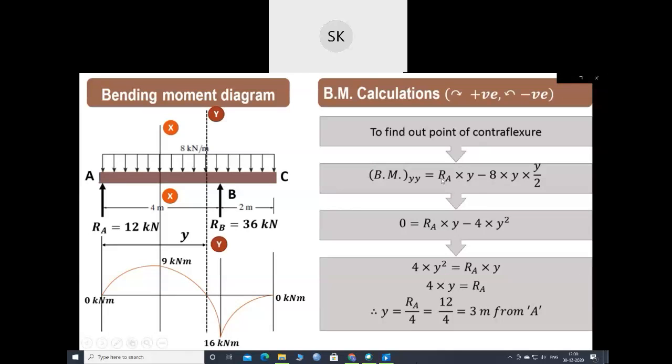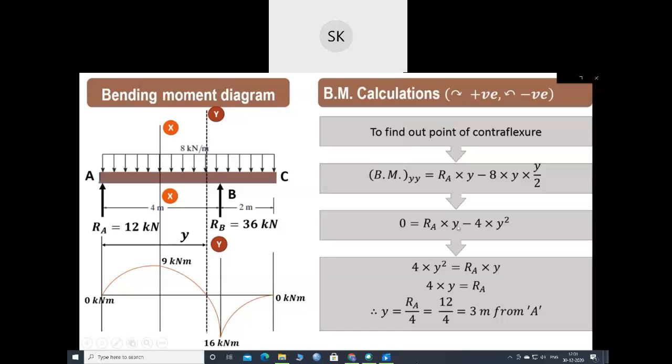minus 8 into Y, it is the UDL load, and it will be acting at the center of Y meter length, that is Y by 2. But as it is in the downward direction, this will produce anti-clockwise moment about this particular section. So RA into Y minus 8 into Y is the UDL load and acting at the center of Y, that is Y by 2. So 8 upon 2, that is 4, so it is 4y into y, that is y square. So RA into y minus 4 y square, and bending moment is 0.